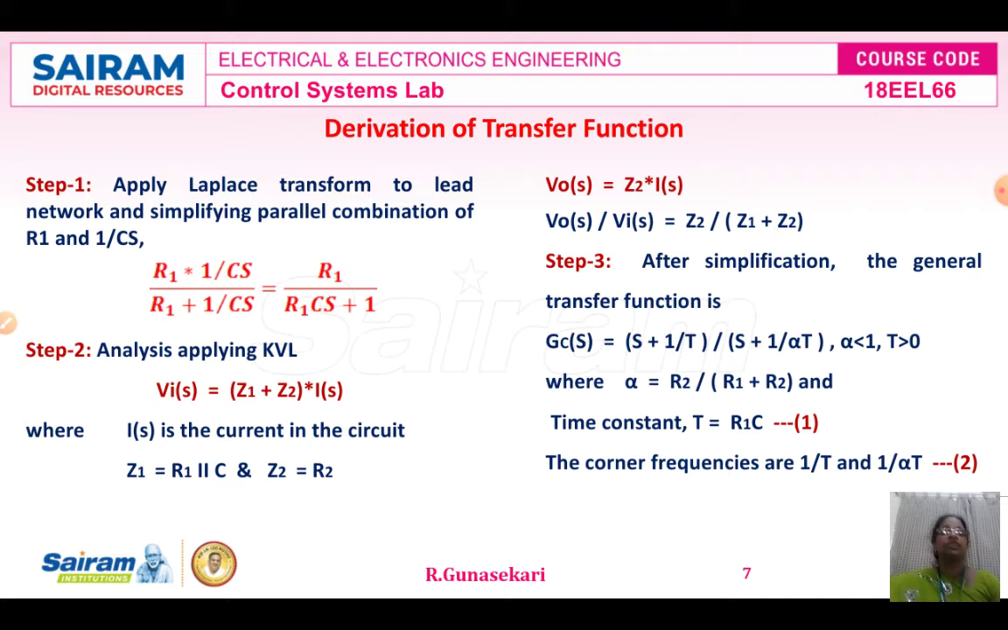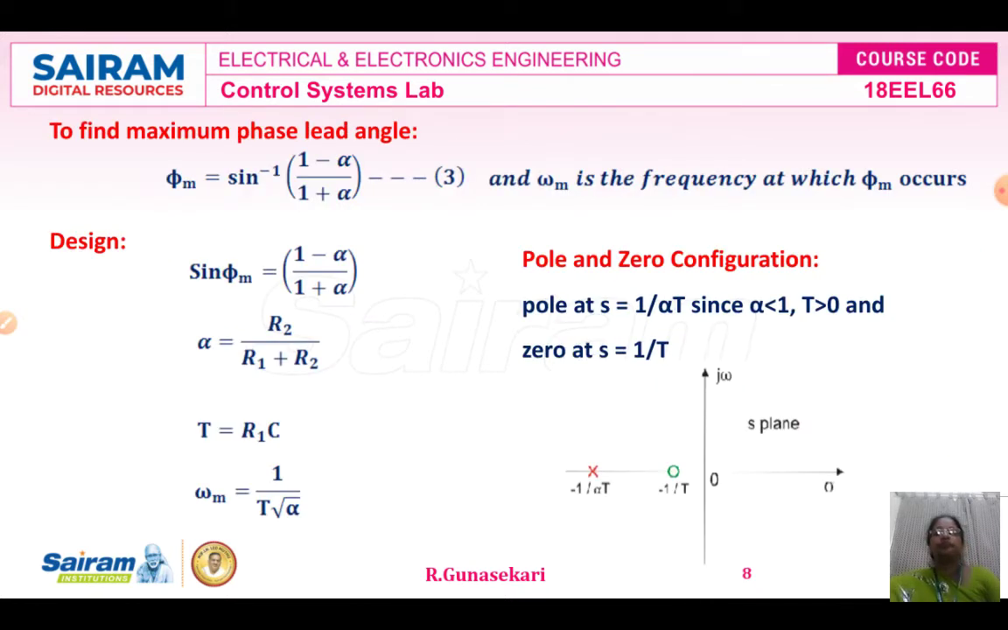After simplifying this equation, we get the general transfer function Gc of S equal to S plus 1 by T divided by S plus 1 by alpha T, where alpha is less than 1, T is greater than 0. In this formula, alpha equal to R2 divided by R1 plus R2, and the time constant T is equal to R1 C. This is equation 1. The corner frequencies are 1 by T and 1 by alpha T. This is equation number 2.